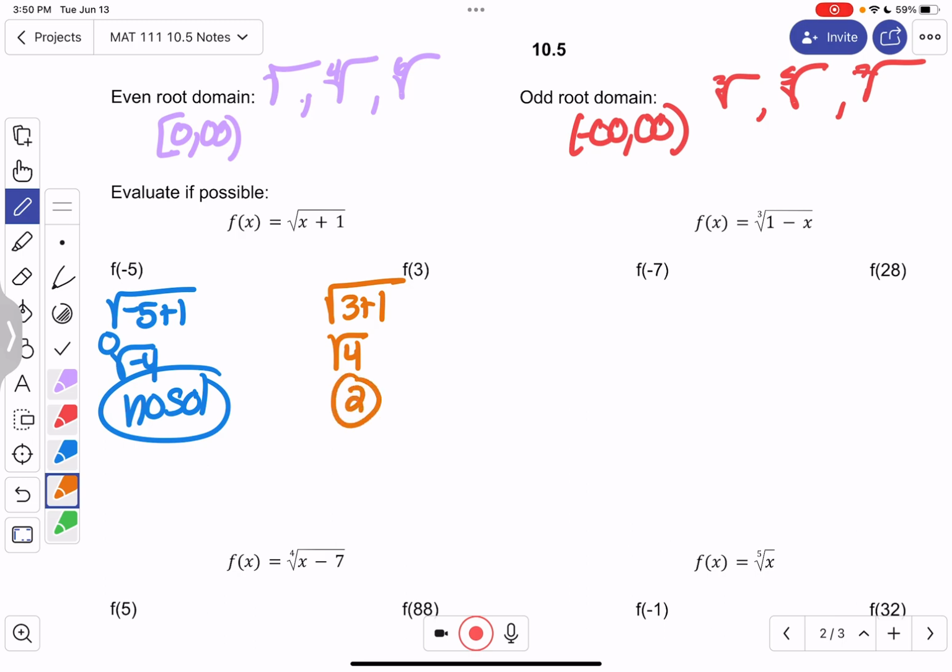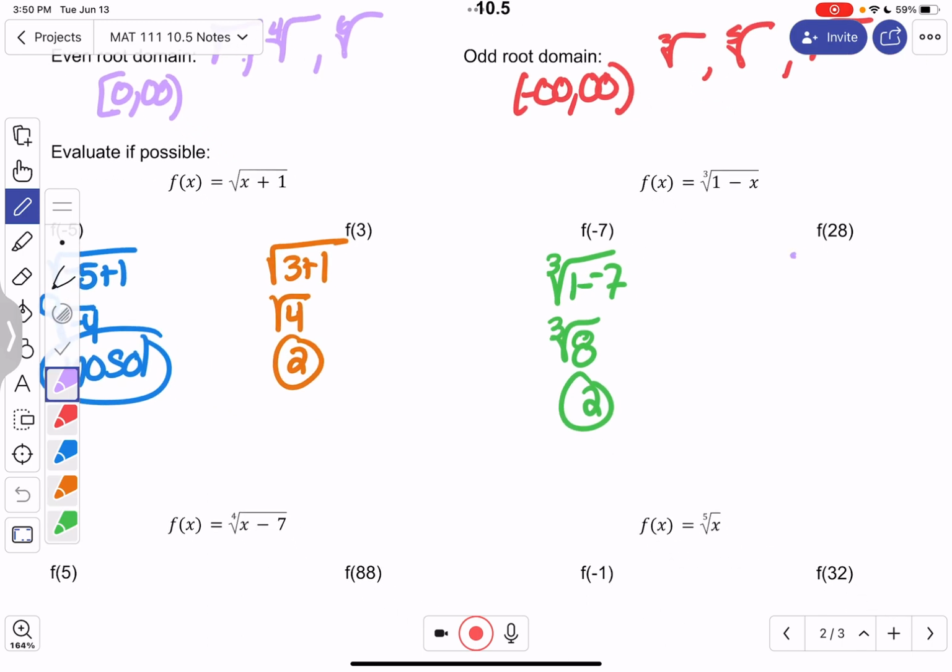Now let's go over here to this cubed root. -7. So cubed root of 1 minus -7. So subtracting a negative is like adding. So 1 plus 7 is 8. And the cubed root of 8 is 2. Finally, let's do 28. 1 minus 28 is -27. And the cubed root of -27 is -3 because it's an odd number.